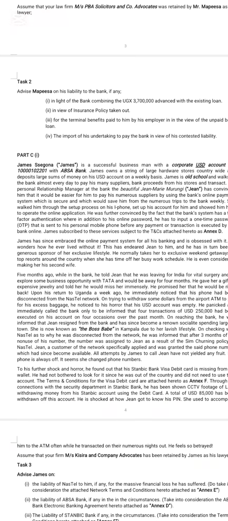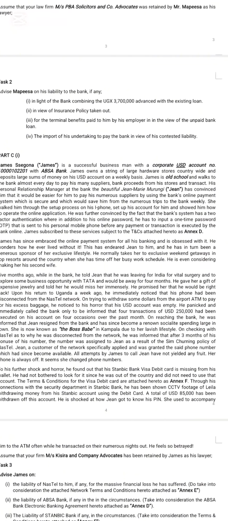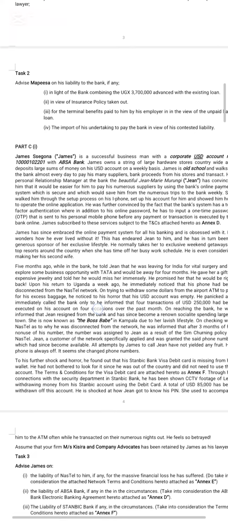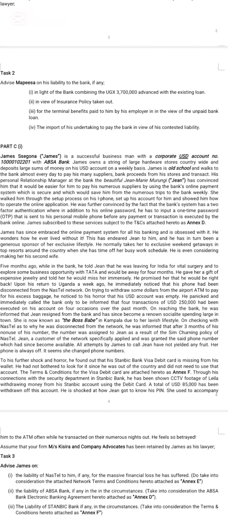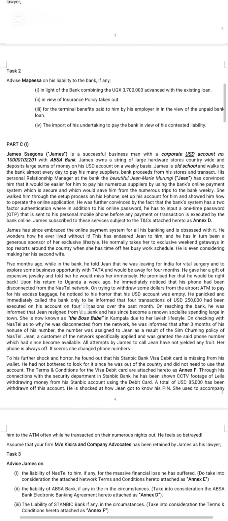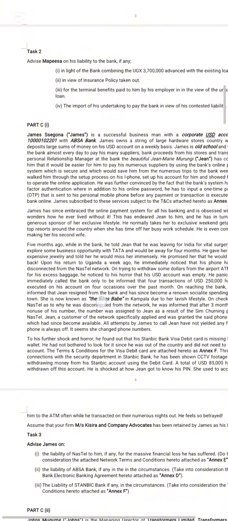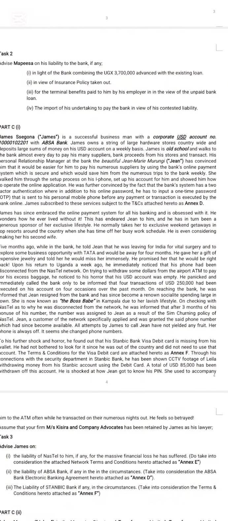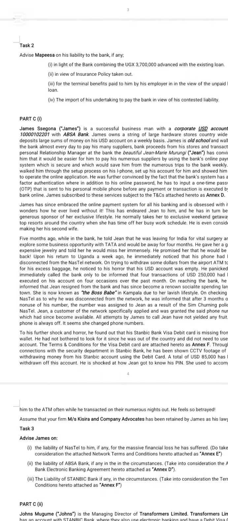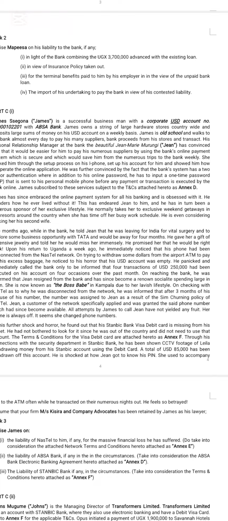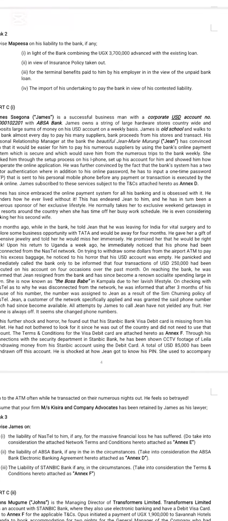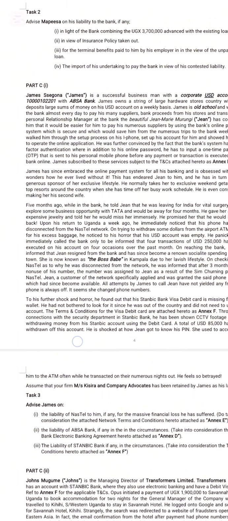And then also we shall have to interrogate the issue of the overdraft, whether they can give the overdraft to this person if it has not been expressly stated, and also the insurance policy taken out, because since this loan was insured and then has been terminated, then of course they should recover from the insurance. The import of his undertaking to pay the bank in view of his contested liability.